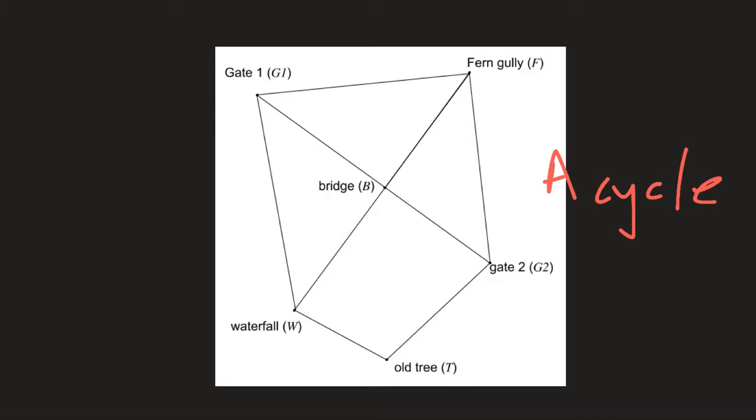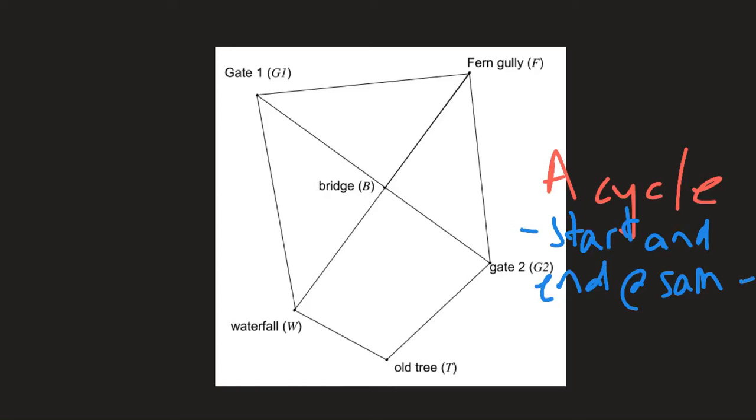In a cycle, you start and end at the same vertex. So I'll just start with that. They start and end at the same vertex. And then the other thing about a cycle that is important to note is that they're closed. So they're a closed path.